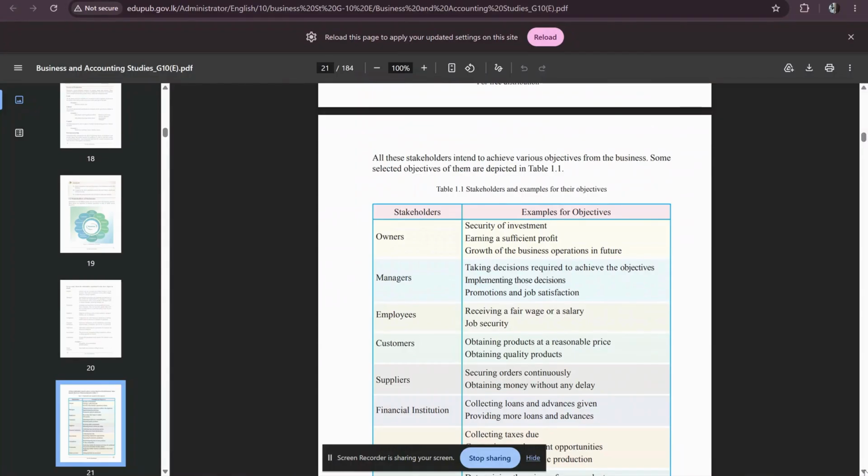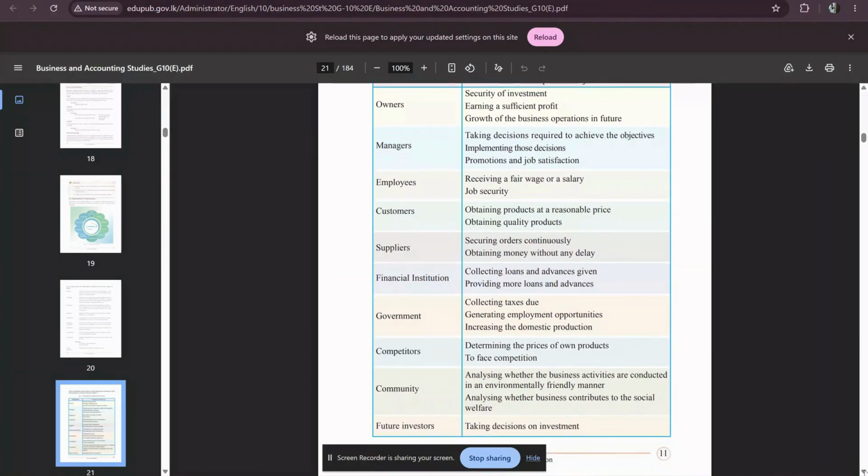All stakeholders intend to achieve various objectives from the business. Some selected objectives are mentioned in table 1.1. Owners: their objectives are the security of their investment, earning a sufficient profit, and growing the business. Managers: taking decisions required to achieve the objectives, implementing those decisions, promoting job satisfaction. Employees: receiving a fair wage or salary, job security. Customers: obtaining the product at a reasonable price, obtaining a quality product. Suppliers: securing orders continuously, obtaining money without any delay. So, all these are objectives of different stakeholders.